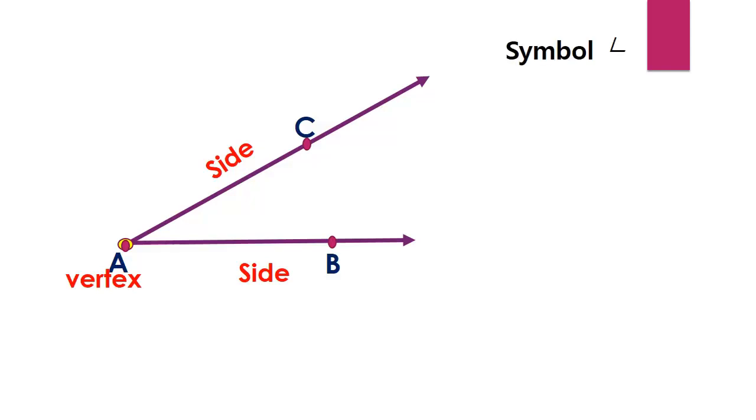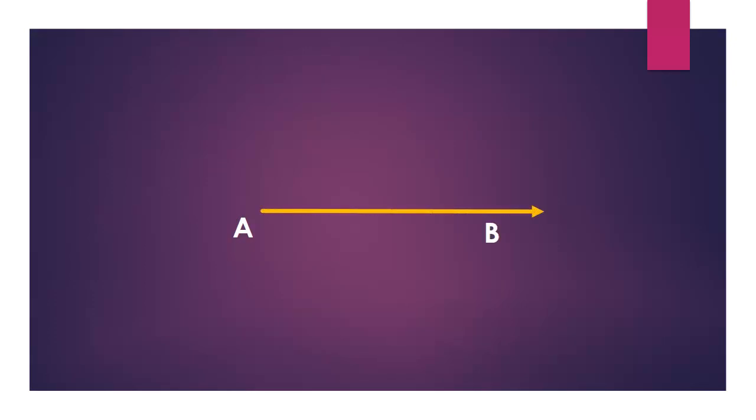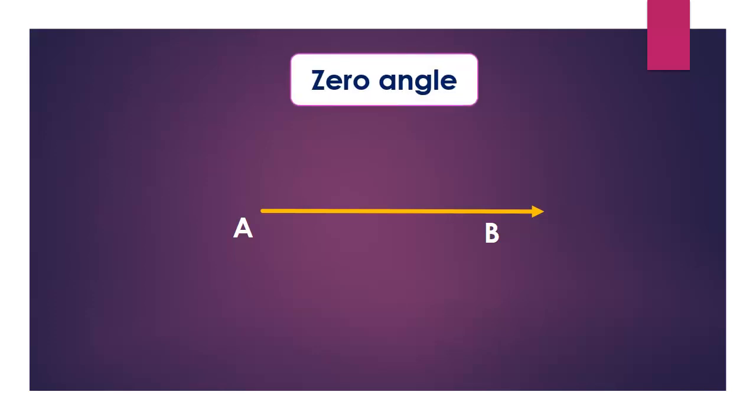The symbol is this. So we can name an angle such as angle CAB or angle BAC. Remember, the vertex should be between the two letters, and this arrow denotes the measure of an angle. From the point A, we draw an arrow AB, that is ray AB. Now if there is no movement, we say the angle is zero angle. The ray AB has not moved and hence the angle is zero angle.